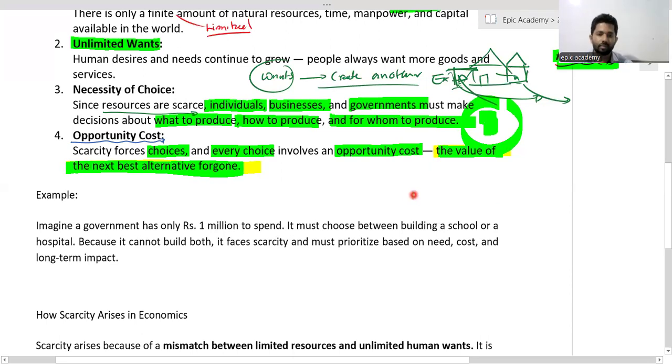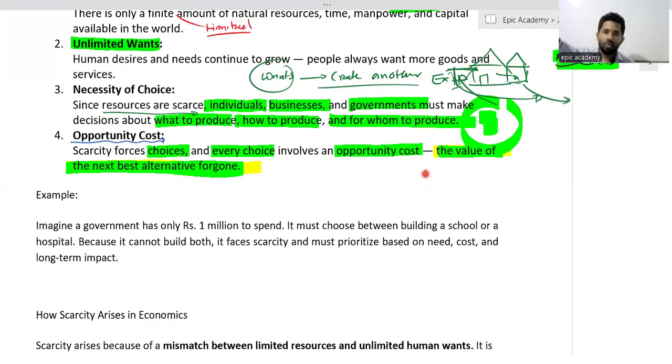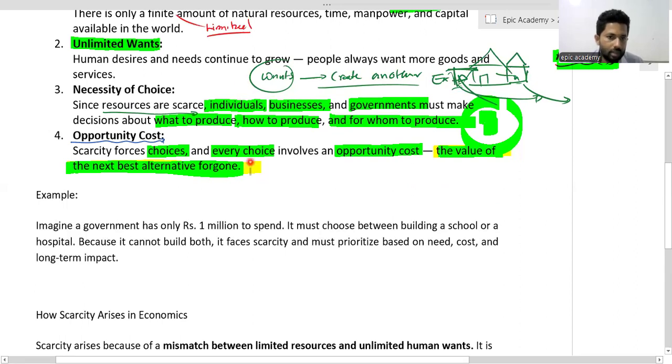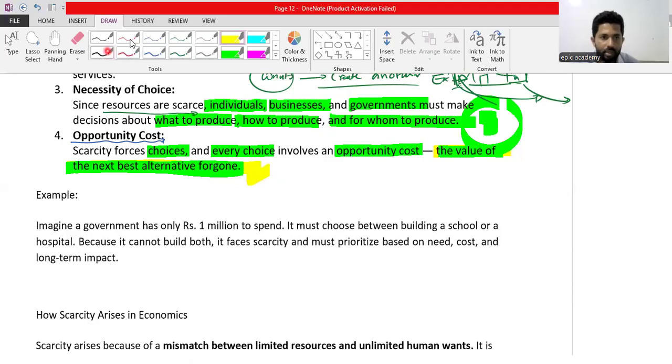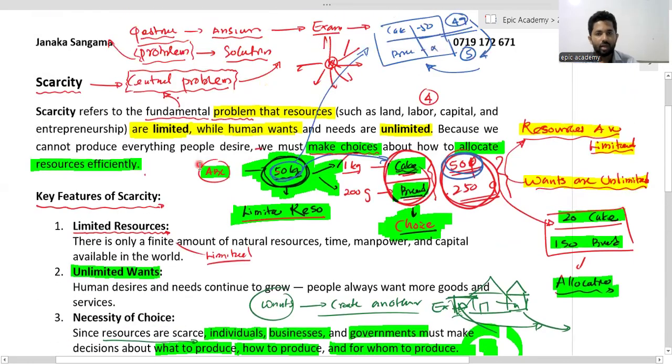This is what you need to identify. To produce bread, you forego the production of cake, isn't it? Yes. To produce the cake, you sacrifice the production of bread. Similar situations, similar activity. This is what you are going to study related to opportunity cost.